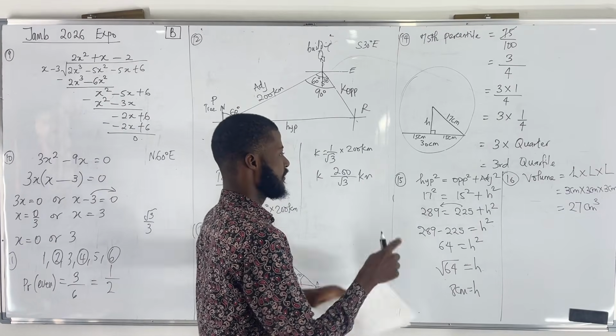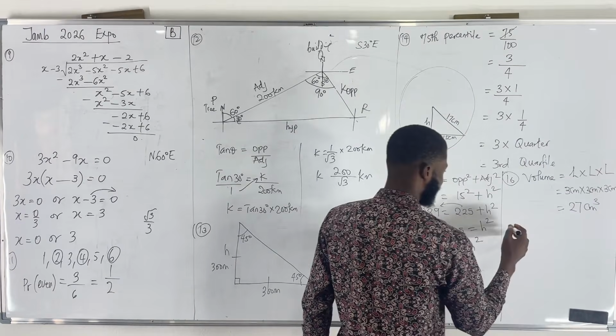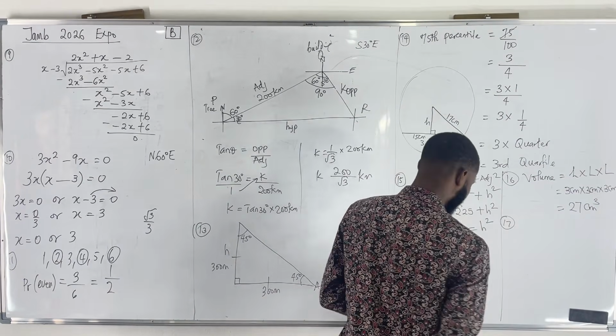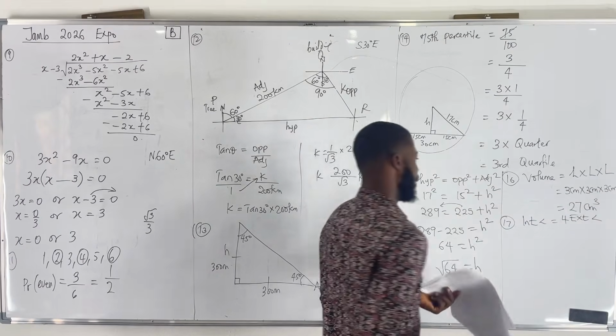Can I solve question 17 here? I think I can. If I can't, I'll move to this part. So just follow me, please. Question 17. The interior angle of a polygon is 4 times its exterior angle. So I'll write it this way. Interior angle is equal to 4 exterior angle. Okay, so I can do it that way.